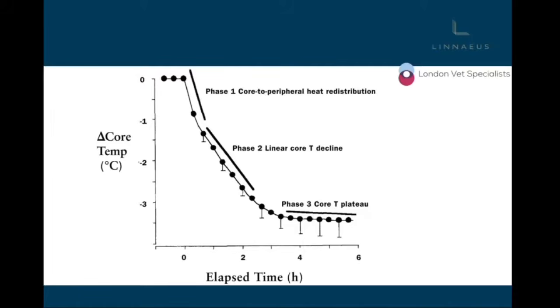But when we give a vasodilating drug, we lose this basal tone, and heat from the core moves out to the periphery and starts to warm the periphery. So it doesn't necessarily change the total body heat energy, but that heat is redistributed into the periphery and can cause a very quick and very marked decrease in core body temperature. Phase 2, the linear core decline, is when heat loss exceeds heat production. And phase 3 is later on in the procedure when that starts to flatten off, and hopefully we can regain some ground and warm our patient up.